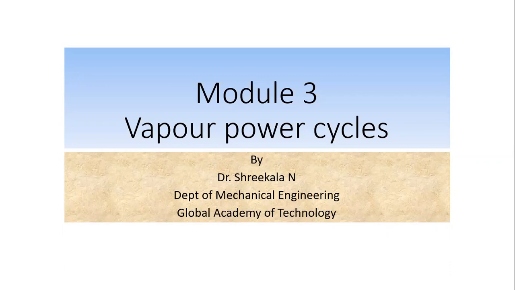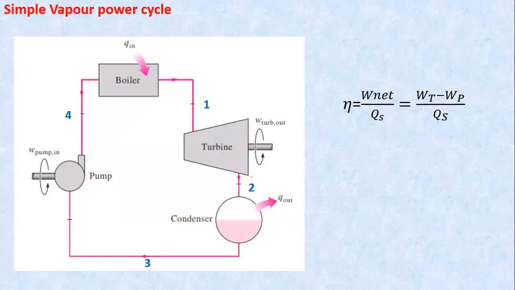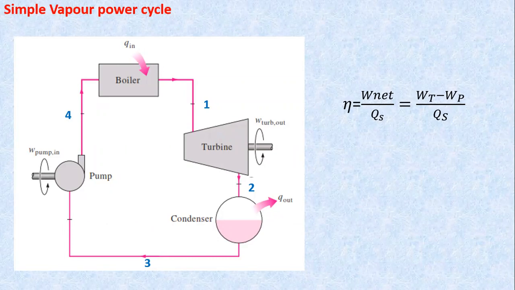Today, in this presentation, I am going to summarize the vapor power cycles. A thermodynamic power cycle which continuously converts heat into work using vapor or steam as working fluid is called a vapor power cycle. The schematic of the vapor power cycle is shown in the figure. Any vapor power cycle consists of four important components: the boiler, turbine, condenser, and a pump.